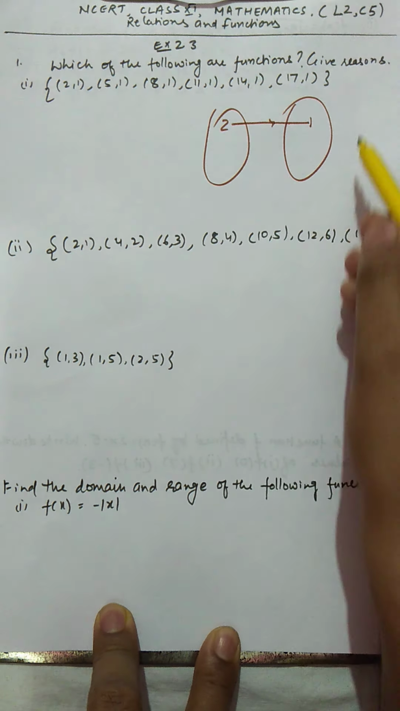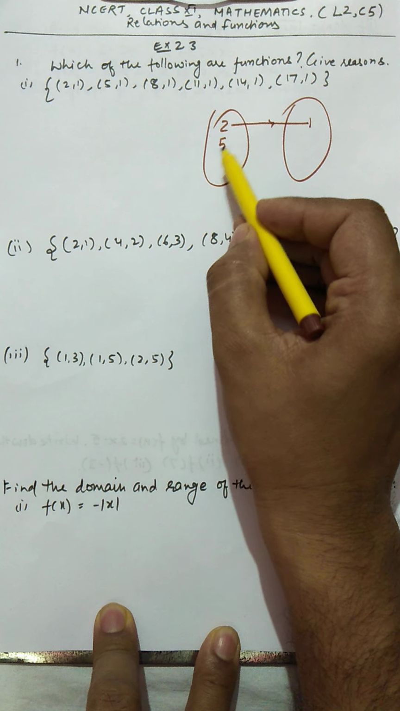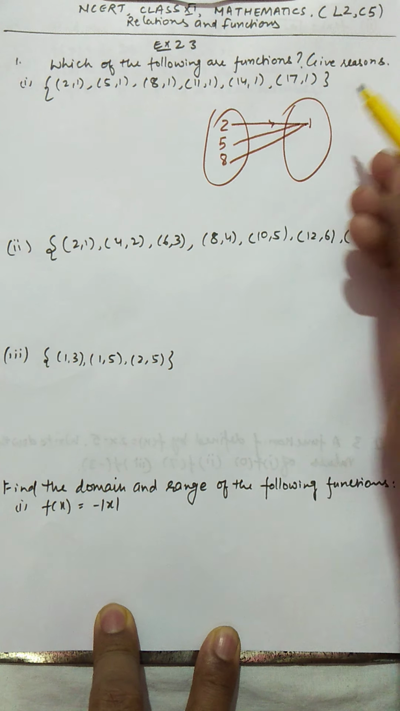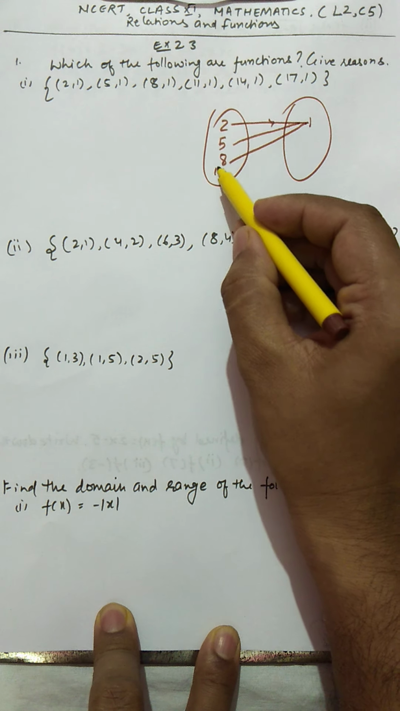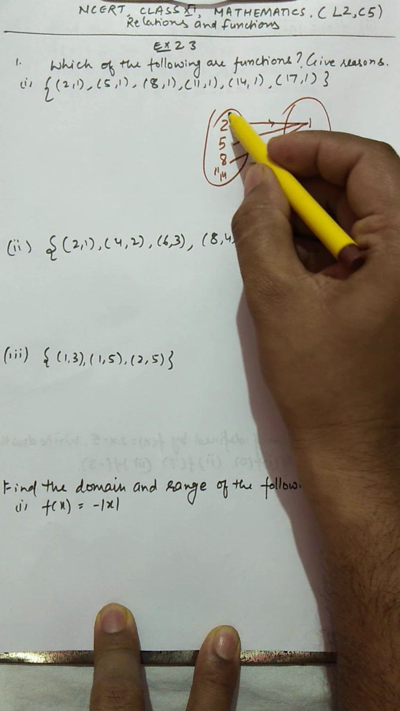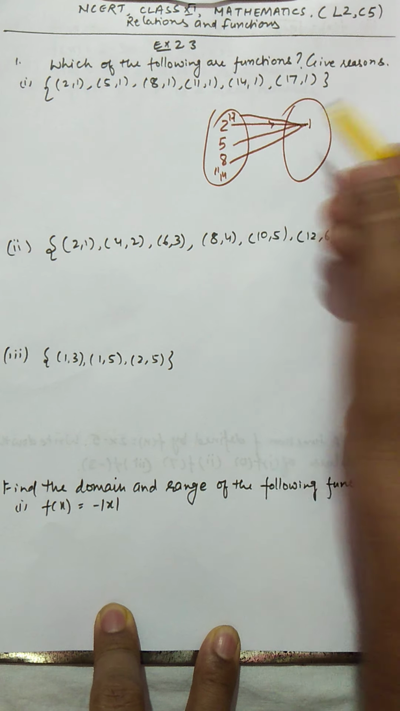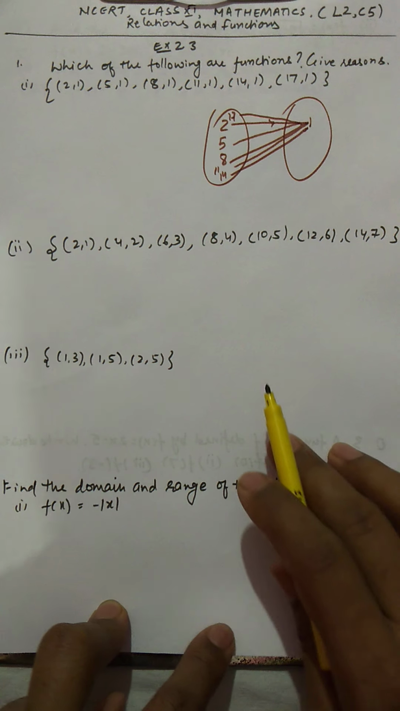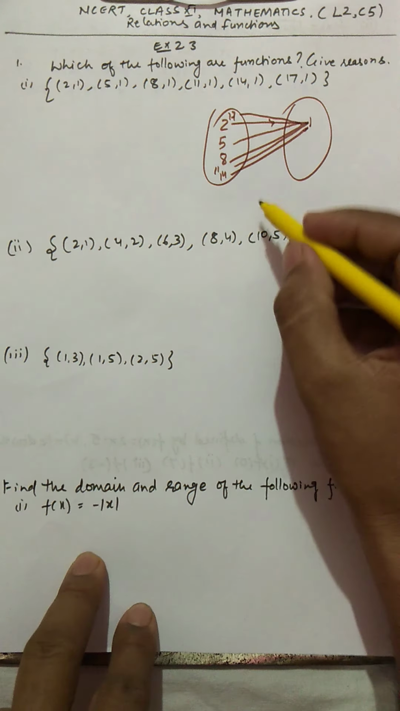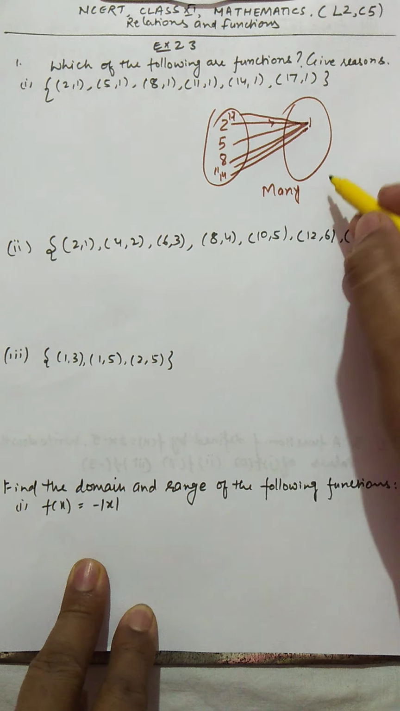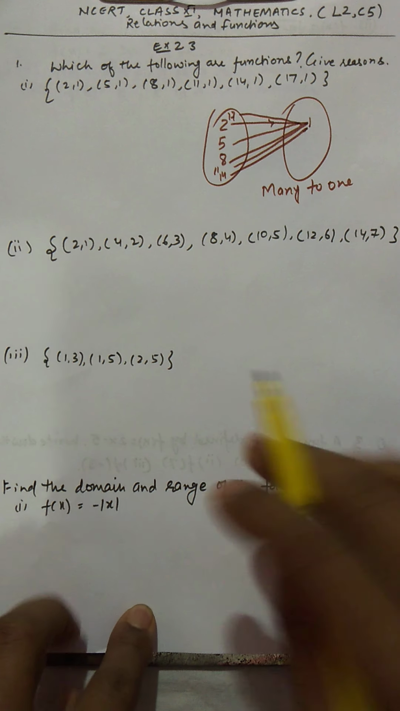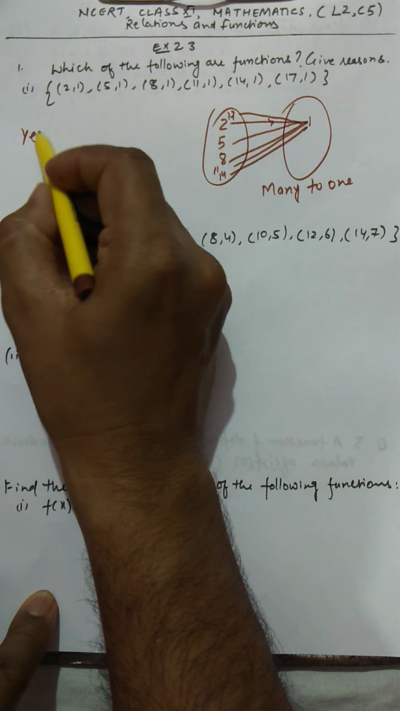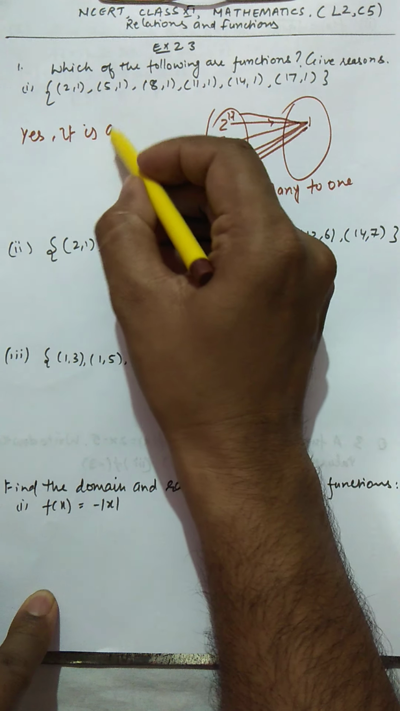This one's image is 1, this one's image is 1, and this is 8, its image is 1, and this is 11, 14, and 17. All have the same image, this and this, 11 also. So you can see that all elements have the same image. This is a kind of many to one relation, and many to one is also a function. So yes, we'll write: yes, it is a function.